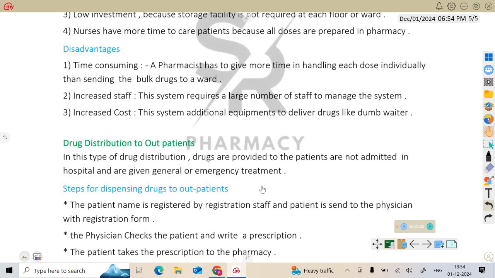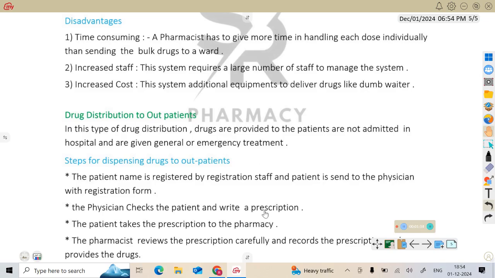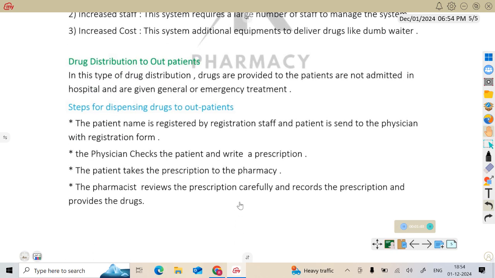The steps for dispensing the drug to an outpatient are: the patient name is registered by the registration staff and the patient is sent to the physician. The physician checks the patient and writes a prescription. The patient takes the prescription to the pharmacy. The pharmacy reviews the prescription carefully, records the prescription, and provides the drug.